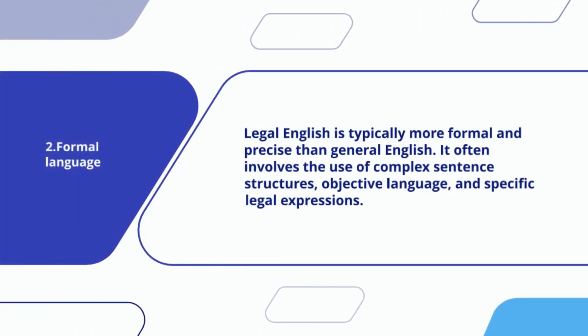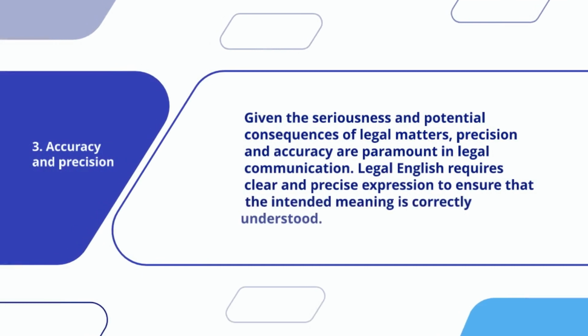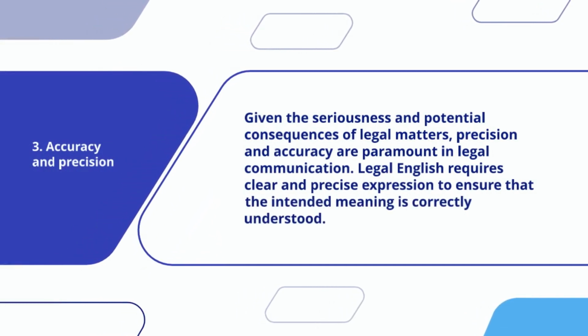Legal English is typically more formal and precise than general English. It often involves the use of complex sentence structures, objective language, and specific legal expressions. 3. Accuracy and precision. Given the seriousness and potential consequences of legal matters, precision and accuracy are paramount in legal communication. Legal English requires clear and precise expression to ensure that the intended meaning is correctly understood.